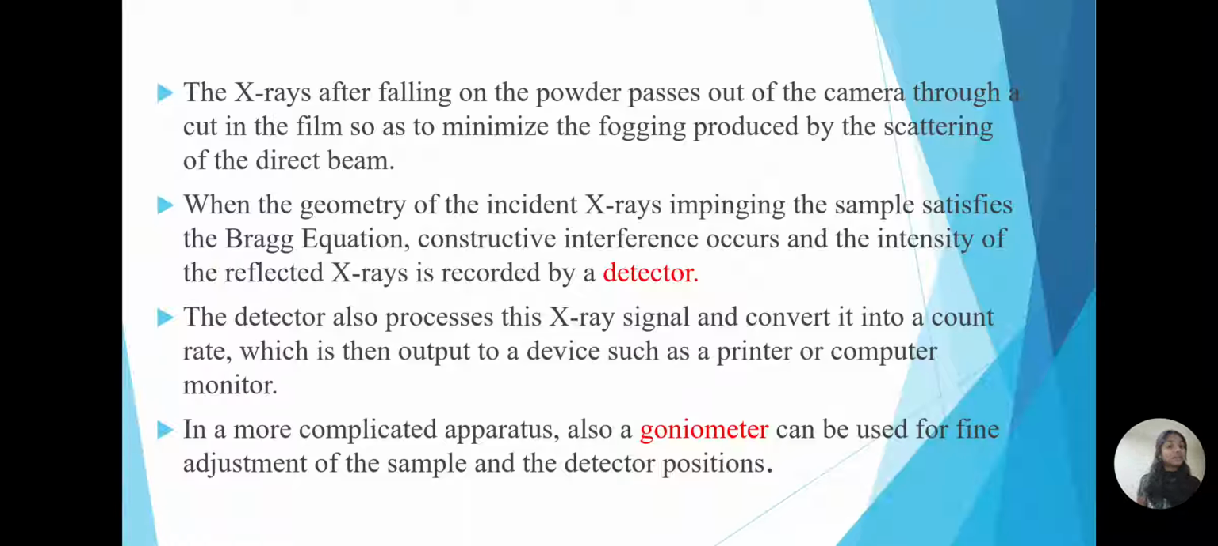constructive interference also occurs, and the intensity of the reflected X-rays is recorded by a detector. The detector is a device that processes this X-ray signal and converts it into a count rate, which is then output to a device such as a printer or computer monitor.